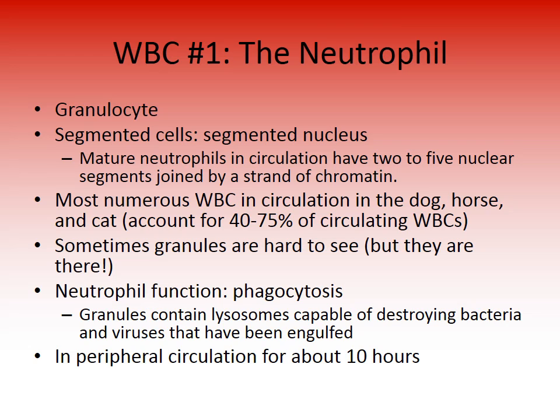The mature neutrophil in circulation has 2 to 5 nuclear segments, so 2 to 5 lobes, and typically they're joined by a little strand of chromatin. So you can see that they're kind of touched together by a little strand. Like I said, the neutrophil is the most numerous white blood cell in circulation in the dog, horse, and cat, and it usually accounts for 40 to 75% of the circulating white blood cells. So when you do a white blood cell count, it's closer to the 75%. So 75% of those white blood cells that you count will be neutrophils. They're the most commonly seen.